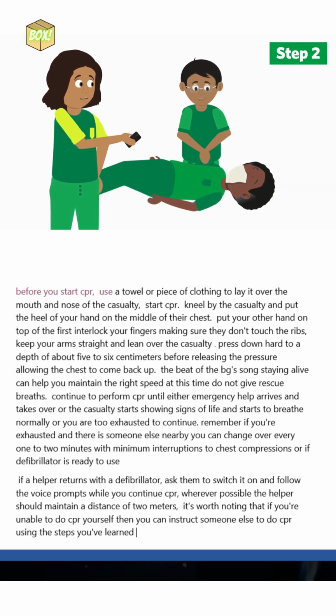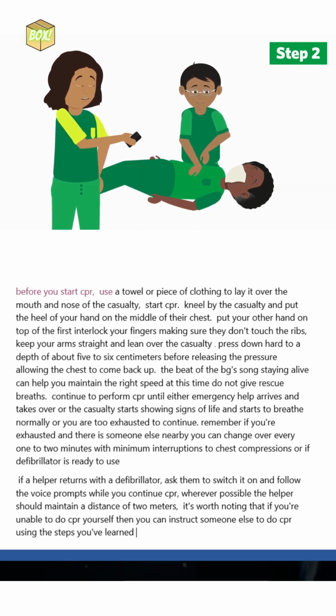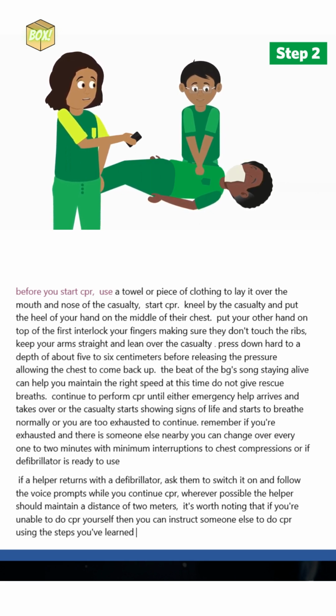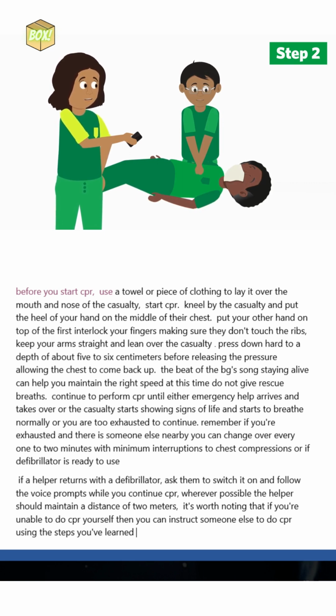Start CPR. Kneel by the casualty and put the heel of your hand on the middle of their chest. Put your other hand on top of the first. Interlock your fingers, making sure they don't touch the ribs. Keep your arms straight and lean over the casualty. Press down hard to a depth of about 5 to 6 centimeters before releasing the pressure, allowing the chest to come back up.